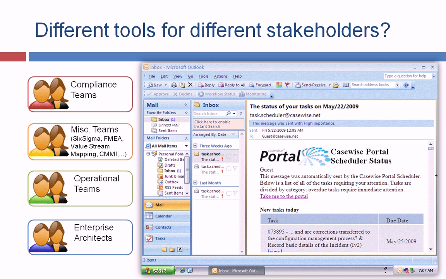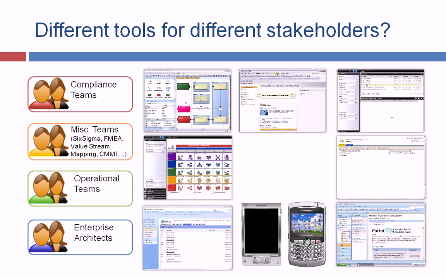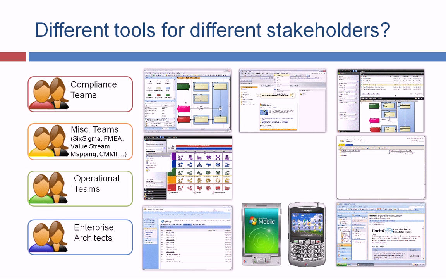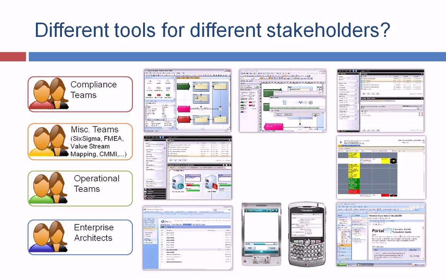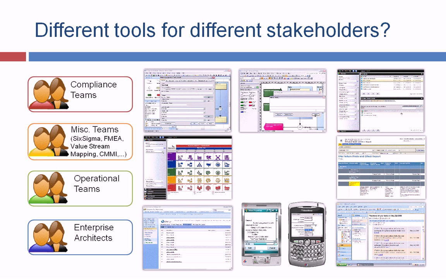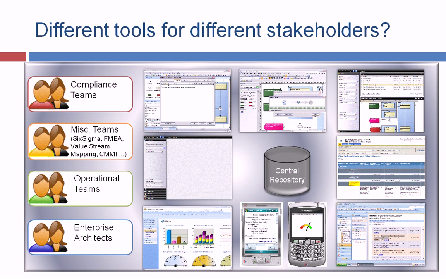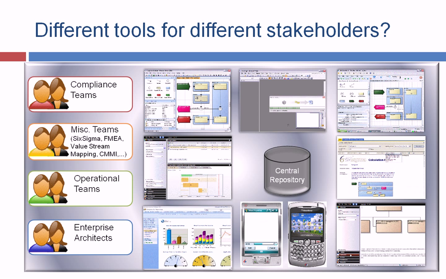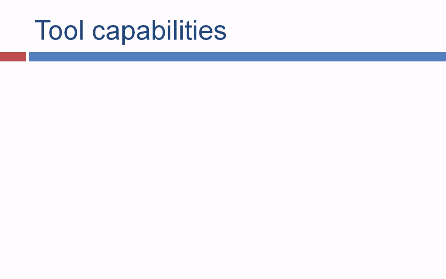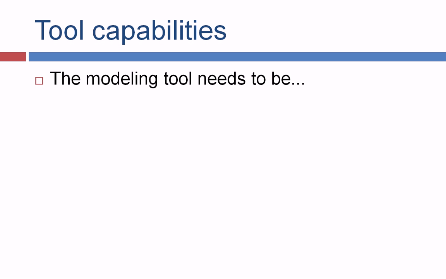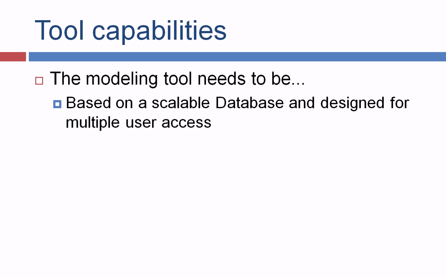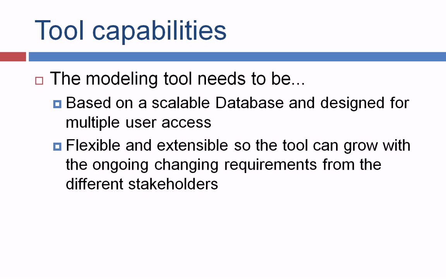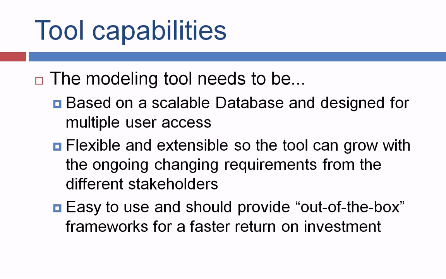And I hope I could show in this little presentation there are a whole range of different requirements, different tools. Everyone wants to use information from a different angle. So everything that you have seen today should be built in a central repository. Then you can get most out of it for your organization. So the tool capabilities that we need now is it should be based on a scalable database designed for multiple user access. It should be flexible and extensible so you can meet the different stakeholders' requirements, and it should be easy to use.